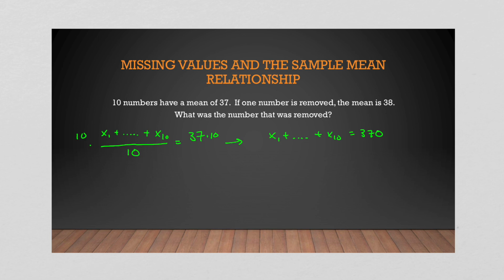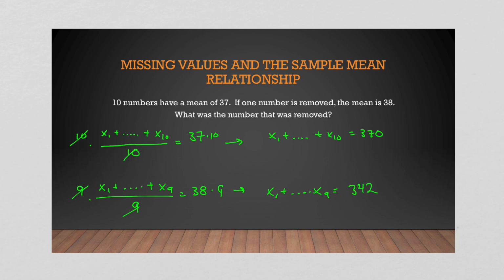Now when we remove a number, so when we add all these numbers up, but only 9 of them, we divide by 9, we get a new mean, which is 38. So do the same thing in this case. Multiply both sides by 9, because the 9's cancel. Here your 10's canceled. And you end up with the 9 numbers added together give you 342.